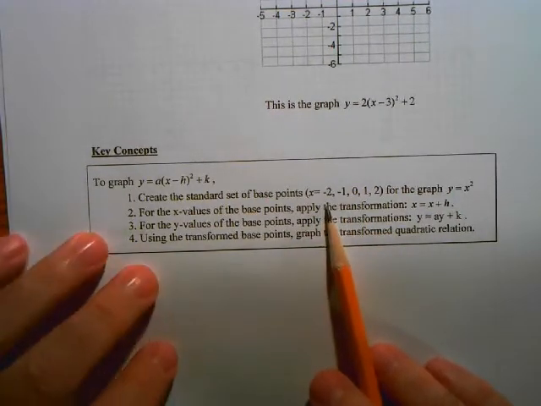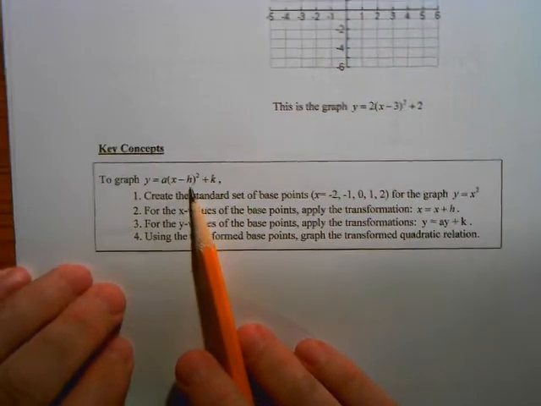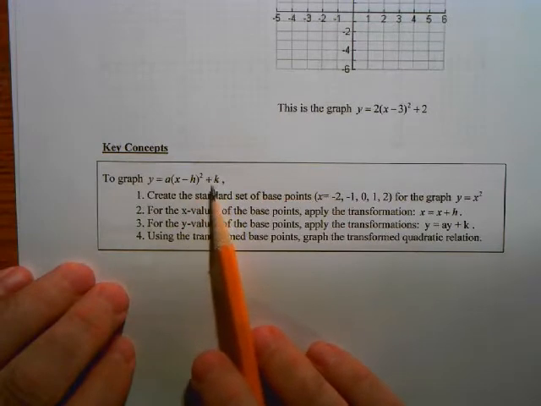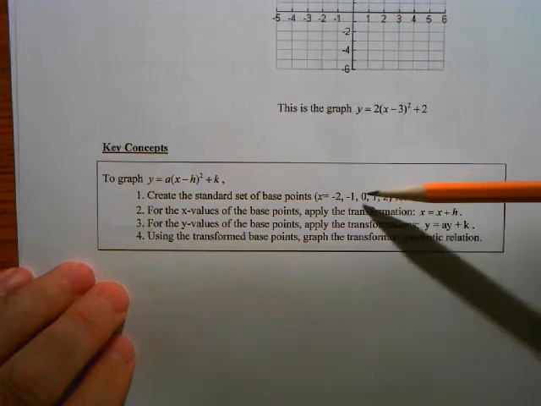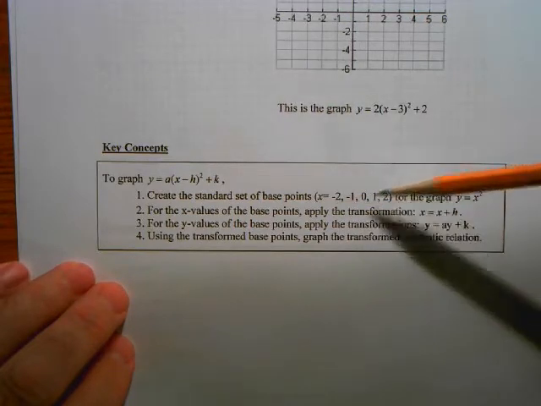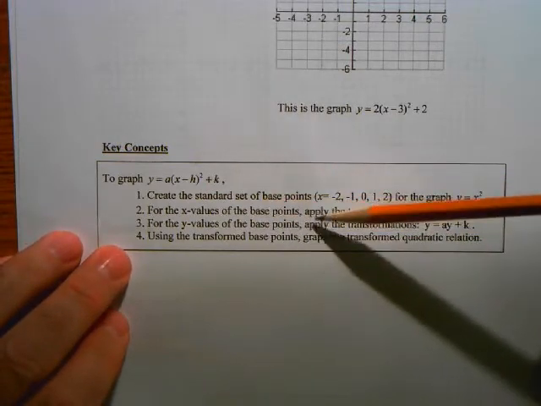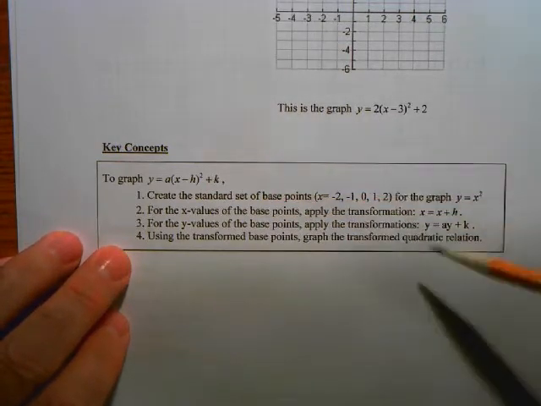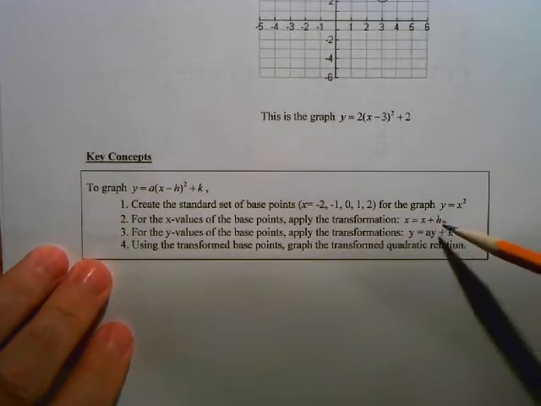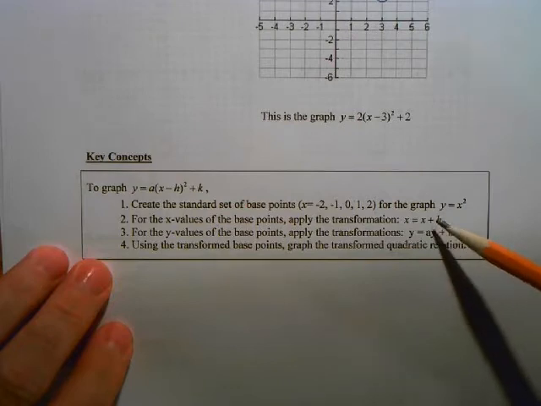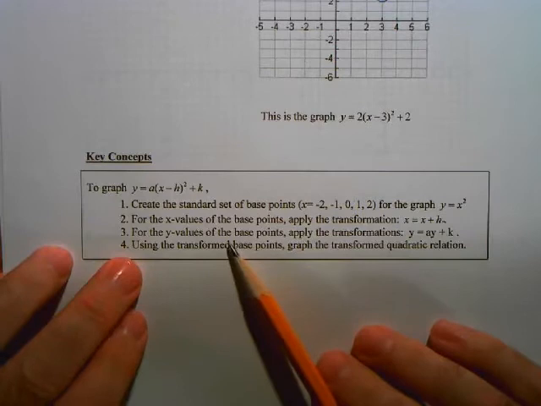Okay, so here's kind of the key concepts here. In order to graph any quadratic relation in vertex form, we create a table of values with these base points where x is -2 through +2, and then for the x values we're going to apply the transformation. The only transformation that affects the x coordinate is the h parameter, so we add h to the x column of values. Then we apply the y transformations.